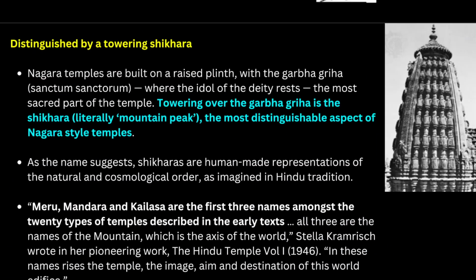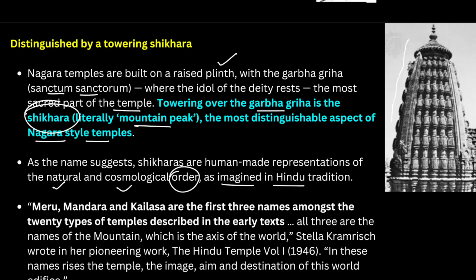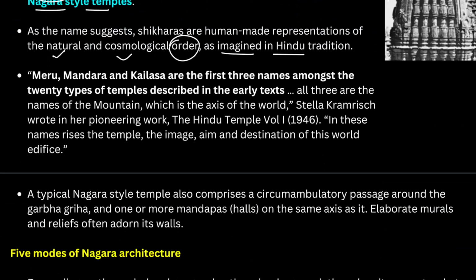So Nagar temples are built on a raised plinth, with the Garbhagriha or the sanctum sanctorum, where the idol of the deity is raised, the most sacred part of the temple. Towering over the Garbhagriha is the shikhar. Shikhar literally means a mountain peak, which is the most distinguishable aspect of Nagar style temples. As the name suggests, shikhars are human-made representations of the natural and cosmological order, as imagined in the Hindu tradition. So they basically display a path towards the upside, or heaven, or whatever we call the metaphysical.